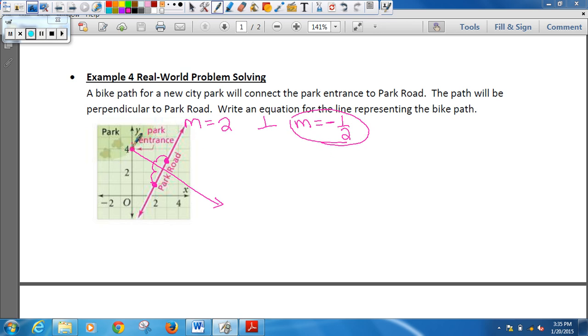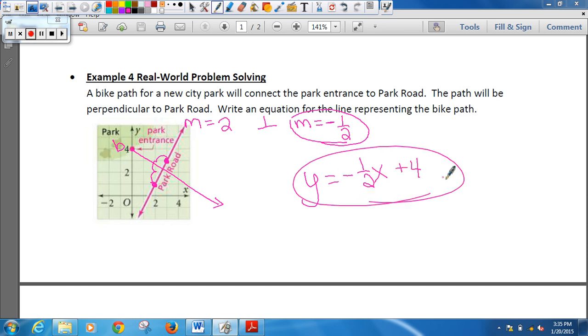That point is 0,4. Because that's the y-intercept, I'm going to use the form y equals mx plus b. So y equals mx plus b in this case, which is 4. Write an equation for the line representing the bike path. We have it done.